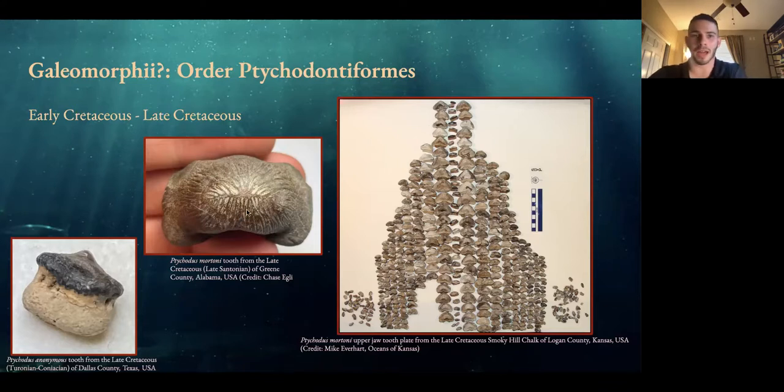These would have fed upon shelled invertebrates, so they are durophagous. Over here is a symphysial tooth of Tychodus anonymus from the late Cretaceous of Texas. So if you don't know what a symphysial tooth is, it's essentially in the center of the jaw. Note the puffed out root structure on this. That is indicative of a symphysial Tychodus tooth. And you can compare that with the symphysials right here on this tooth plate, that they match up pretty well.